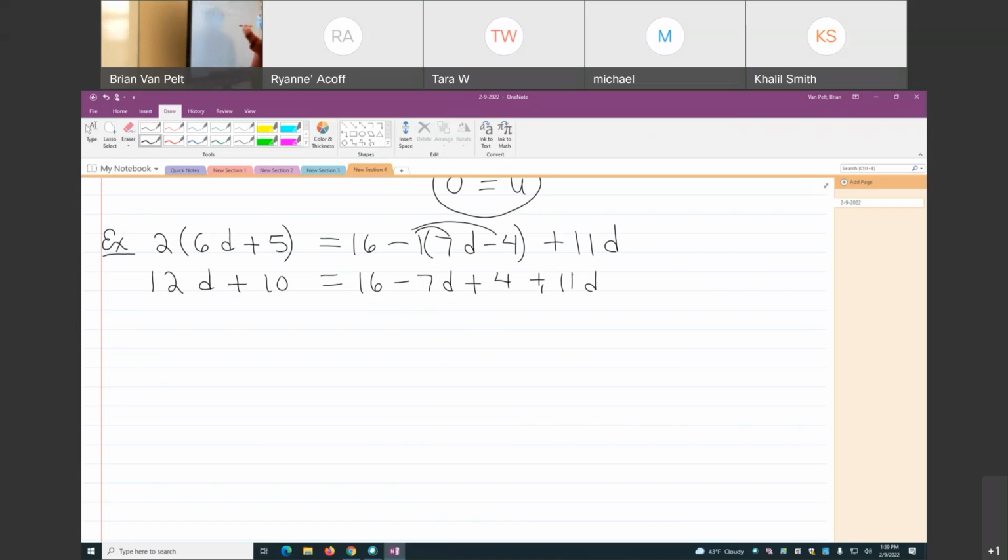Anyways, after that, the left-hand side is simplified as far as it can go. All I have is two terms and they are not like. So that's as far as you're gonna go with that. What do I get on the right-hand side if I simplify it? 20 plus 4d. So 16 plus 4 gives you the 20. Negative 7d plus 11d is 4d.